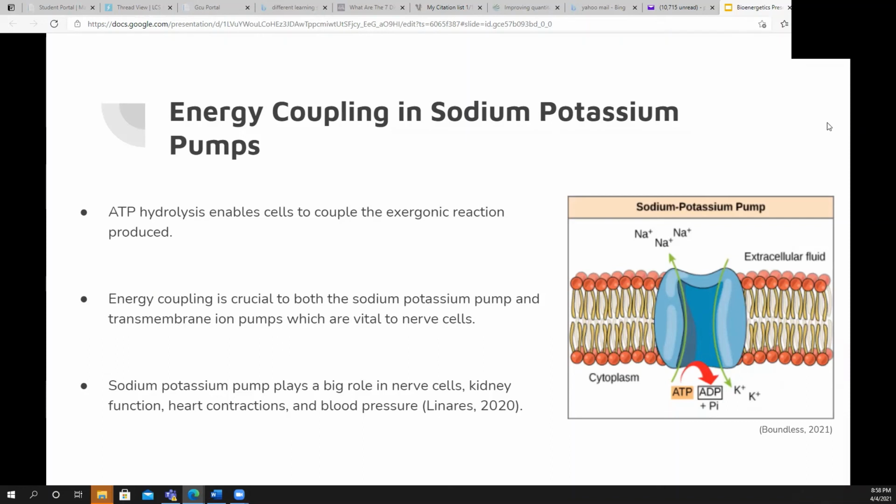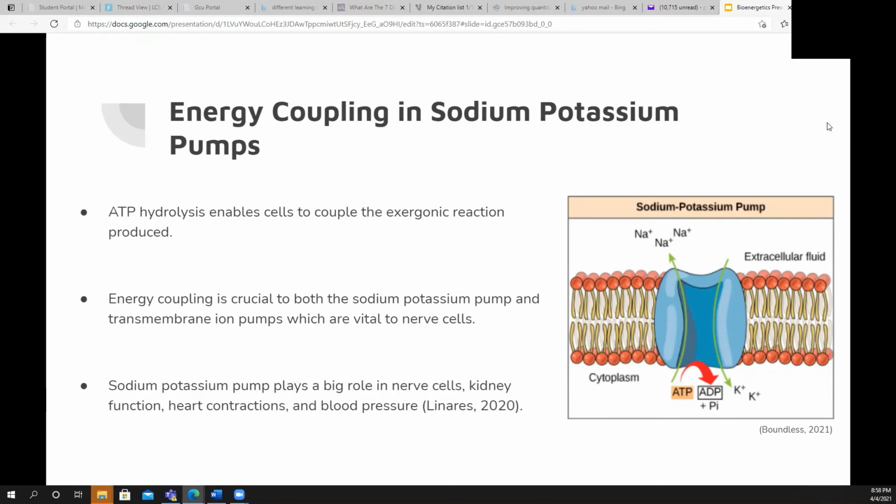Energy coupling is not only important to the sodium-potassium pump. Our nerve cells require transmembrane ion pumps, which also use energy coupling to perform their actions. In the case of transmembrane ion pumps, the energy produced by ATP is used by nerve cells to pump ions across the cell membrane, thus generating an action potential to trigger a response.